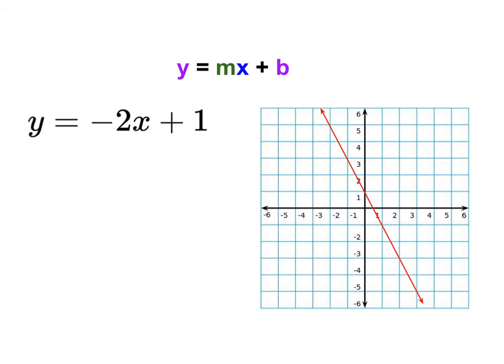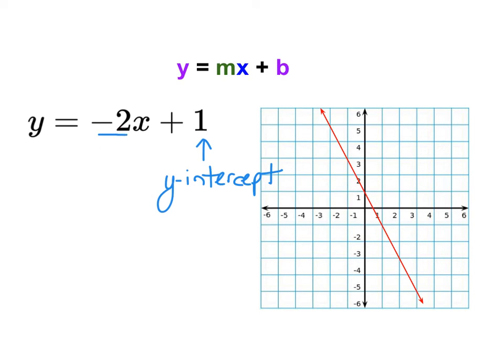All right, let's look at one more example. Again, I have an equation written in slope-intercept form: y is equal to negative 2x plus 1. If I identify the pieces, the first thing I do is identify my b, my y-intercept, which is 1. And next I identify my slope. My slope in this case is negative 2.